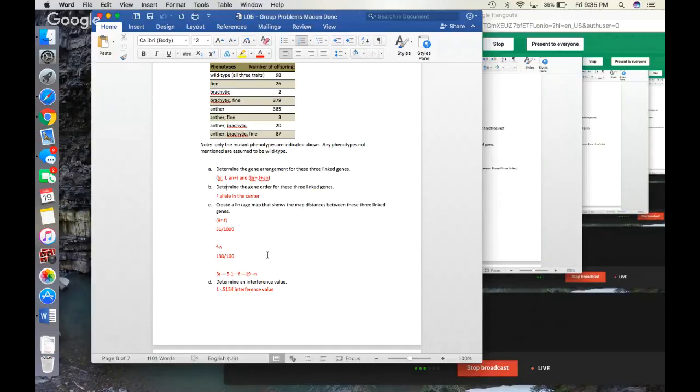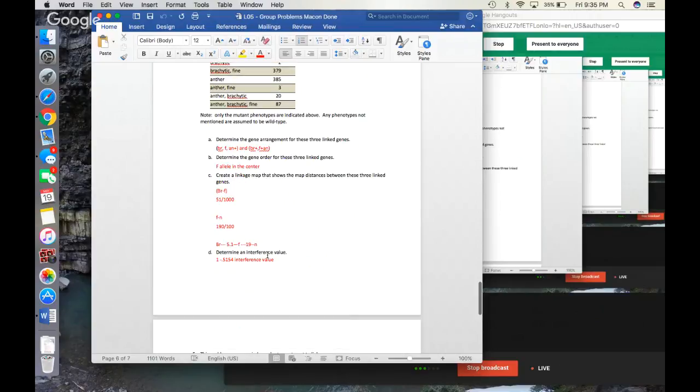And then that's going to create our interference value. The C fraction is going to be 5 over 9.7, which is going to be 0.5154. And then when we put that into the interference equation with 1 minus 0.5154, we're going to get a 48.5% positive interference value.